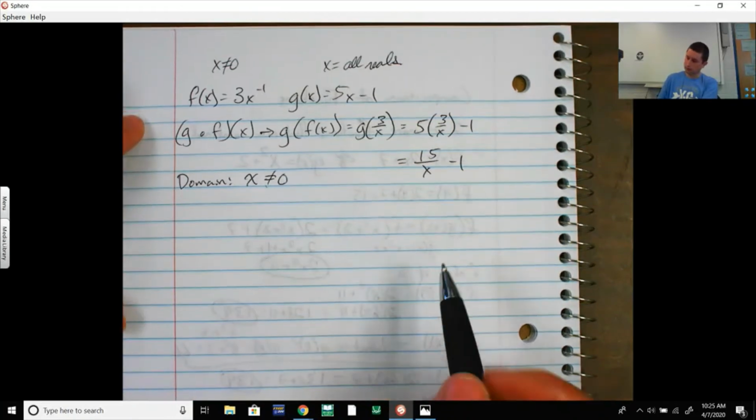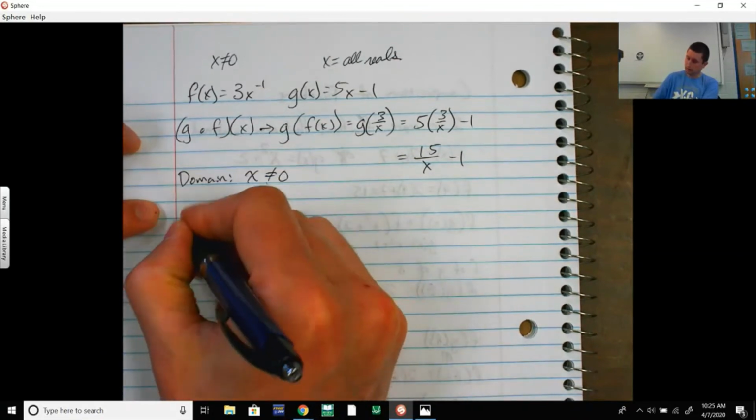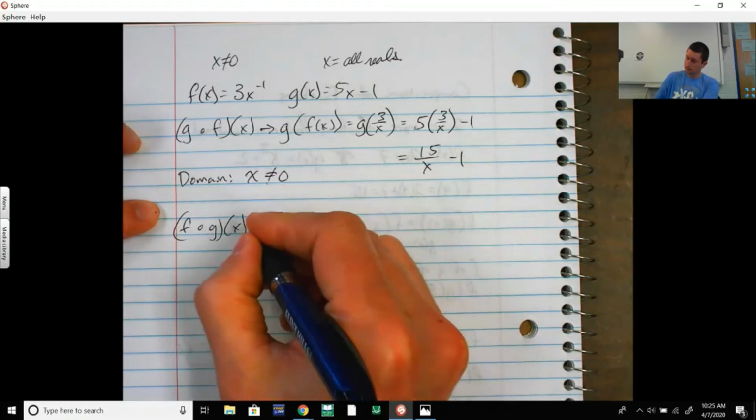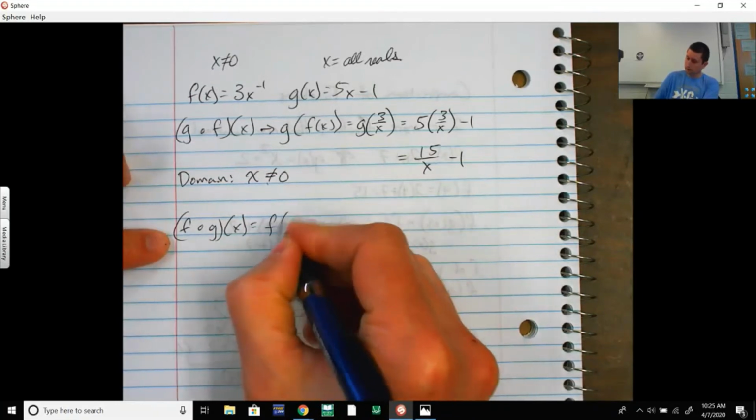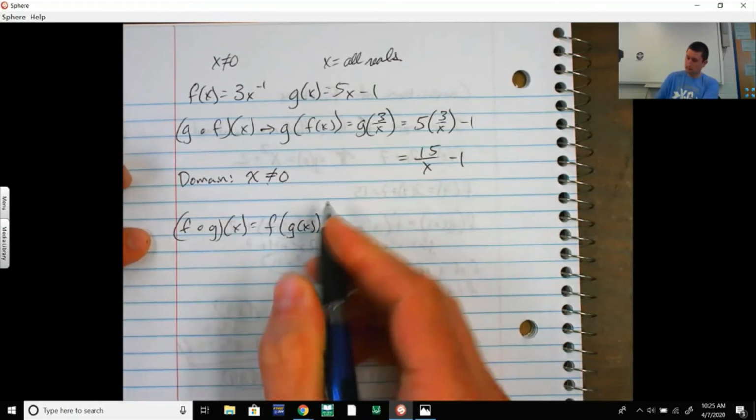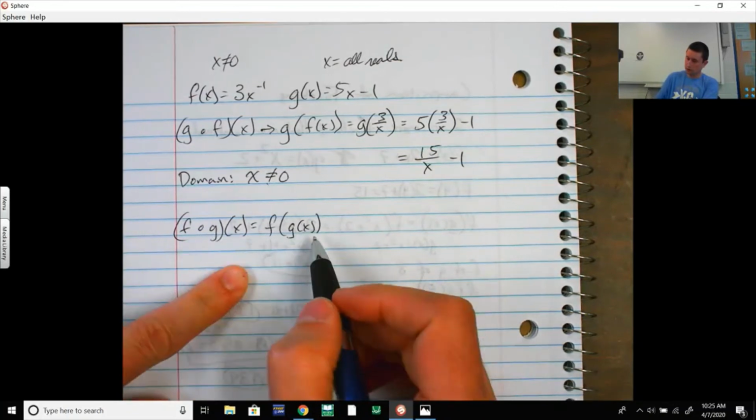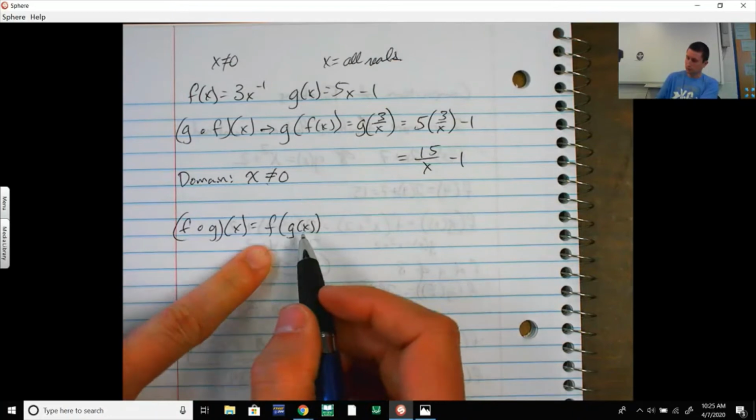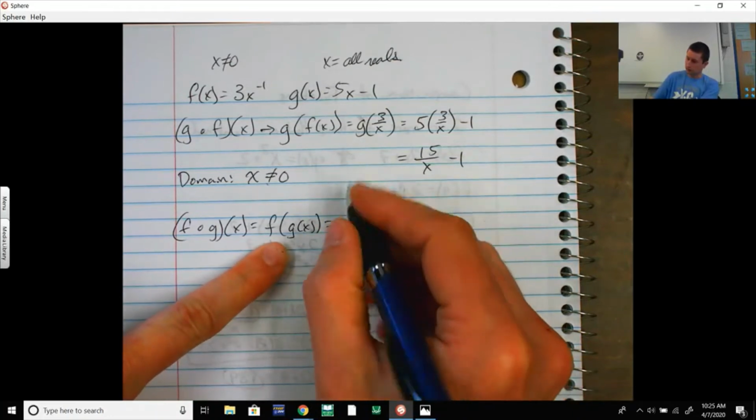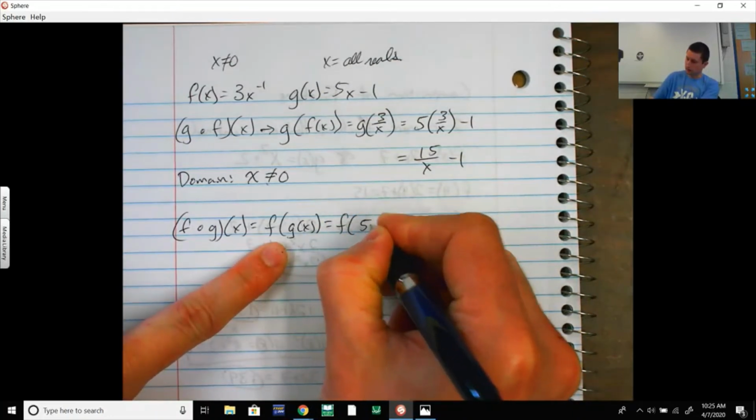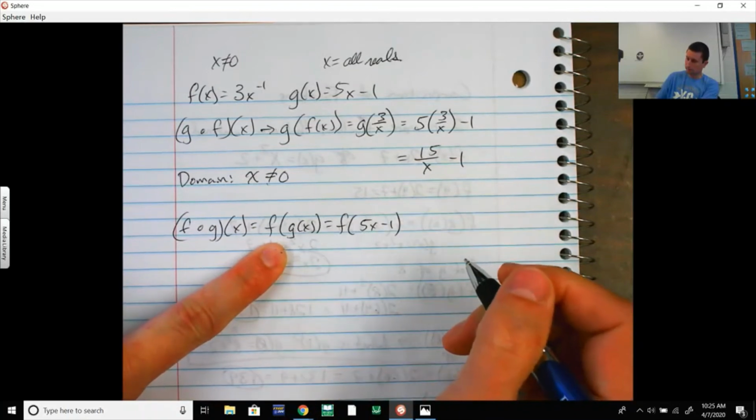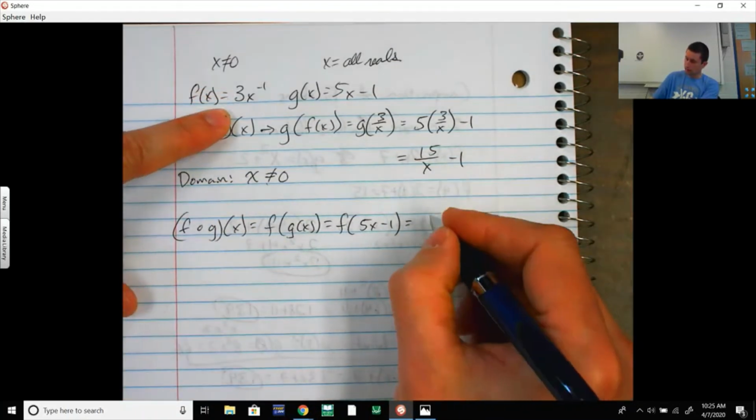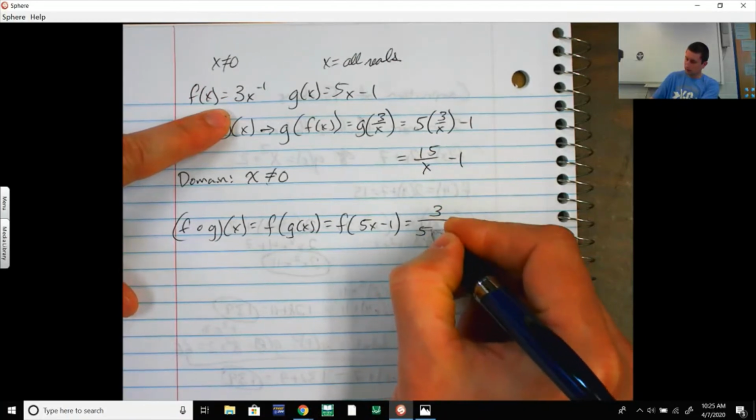Okay, so let's go the other way. Let's go f of g of x. So that would be f of g of x, like that. So the g goes inside the f. The g is going inside the f. Kind of work right to left with this. So what is g of x? So that is 5x minus 1. So f of 5x minus 1. So f is 3 over x. So this is 3 over 5x minus 1.